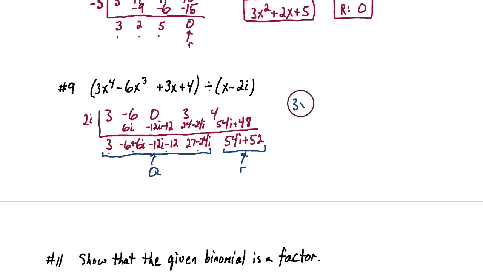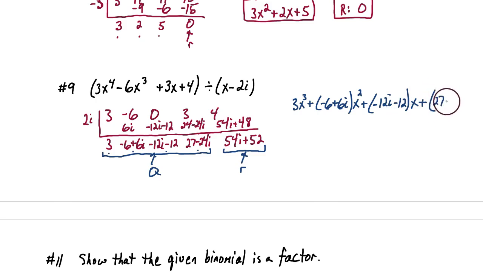So it's 3x cubed. Then it's negative 6 plus 6i x squared. Then it's negative 12i minus 12 times x. And then it's 27 minus 24i. That's the quotient. Let me call that just Q to keep track. Now let's do our remainder. It's the 54i plus 52.